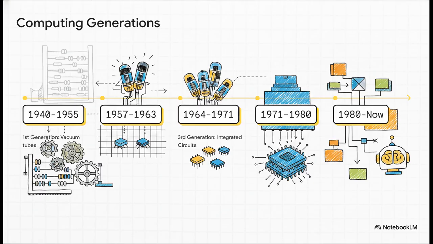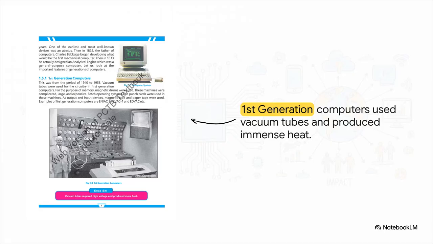Just look at this timeline. From the 1940s straight through to the present day, the jumps in technological capability are absolutely staggering. Let's start right at the beginning. First-generation computers, spanning 1940 to 1955, utilized vacuum tubes for their circuitry. These first-generation behemoths, like the famous ENIAC, required dangerously high voltage. And get this, they produced immense heat. They were practically expensive room-sized ovens, all just to do basic calculations.